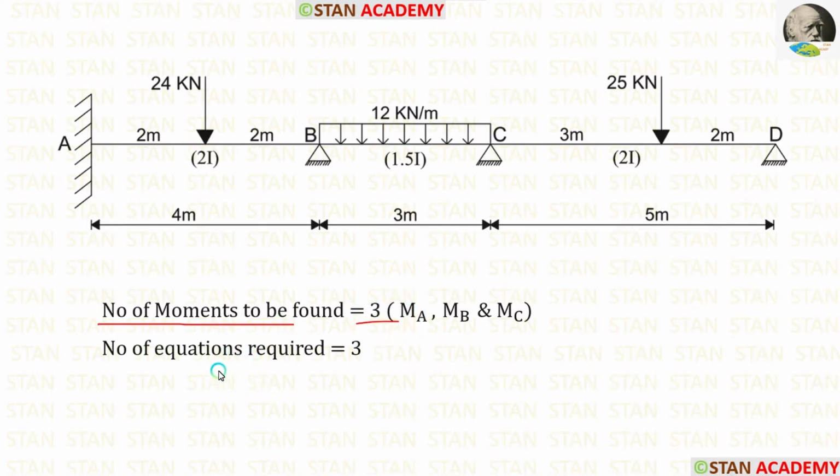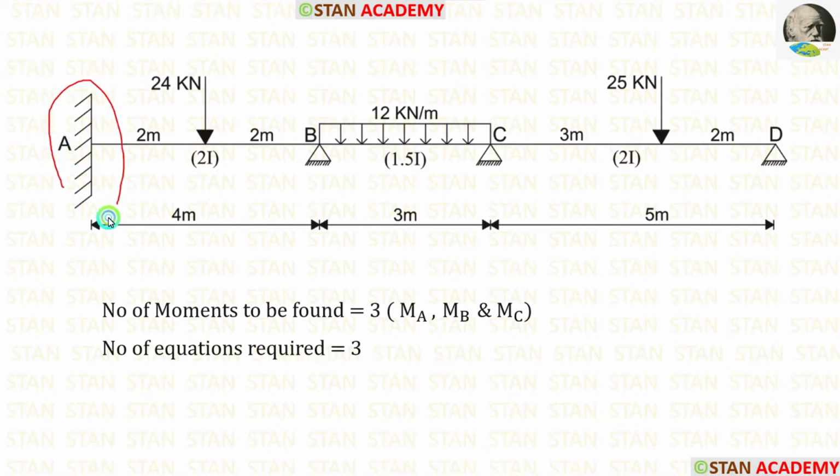To find out three moments, we need three equations. We can make one equation using two spans. Using the span AB and BC, we can make one equation. And using the span BC and CD, we can make another equation. So we can make only two equations using the available spans. But we need three equations.